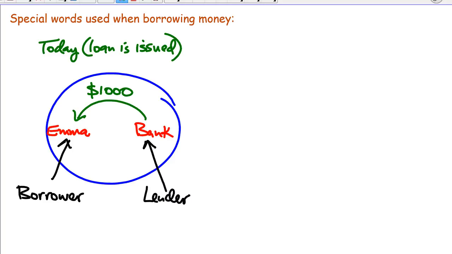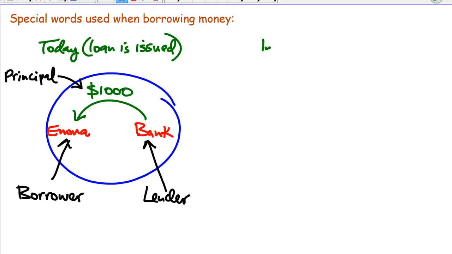This amount here has a special name. We call it the principal. So $1,000, which is the principal, is being issued to Emma, and that's the loan. That's the loan that she borrowed. Now, let's look at what happens. In 3 years' time, Emma has to pay back the money.